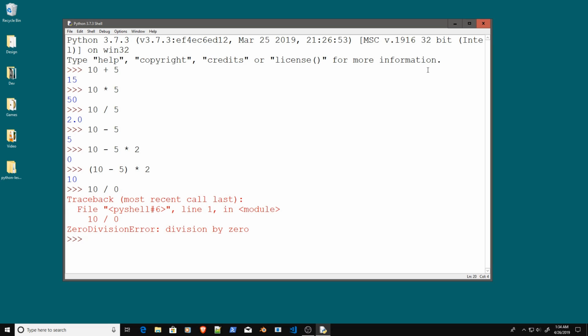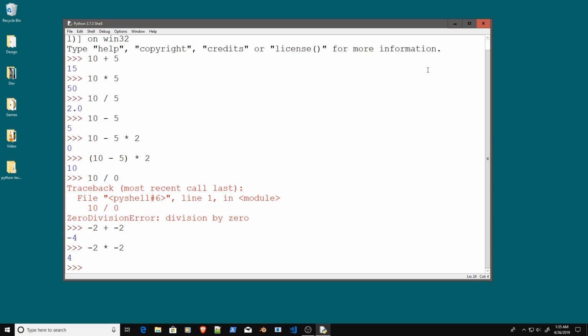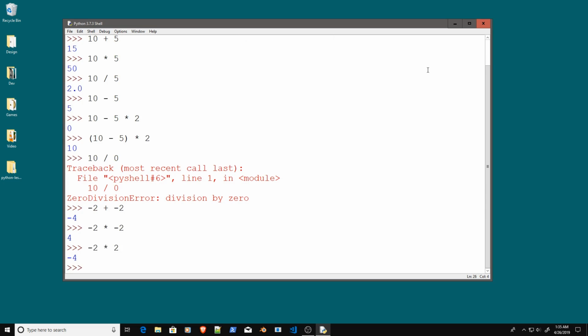So let's continue then. It even handles negative numbers like you would expect. If you say -2 plus -2, we have -4. -2 times -2, and we have 4. Negative times a negative is a positive. -2 times 2, -4. Okay, so it handles math as we expect it to. Later, we'll talk about that funky thing that happened with the division.